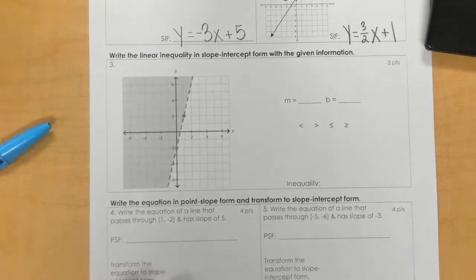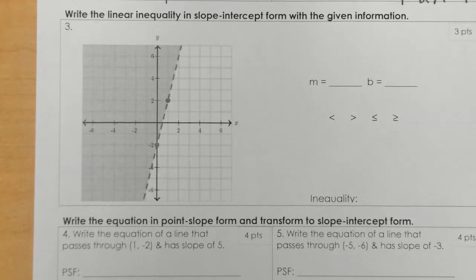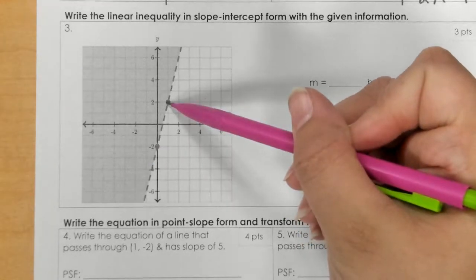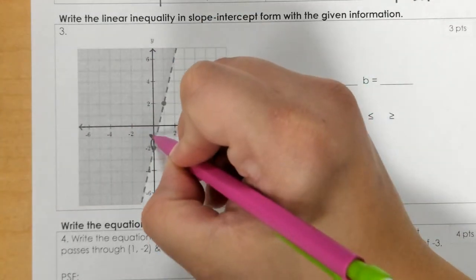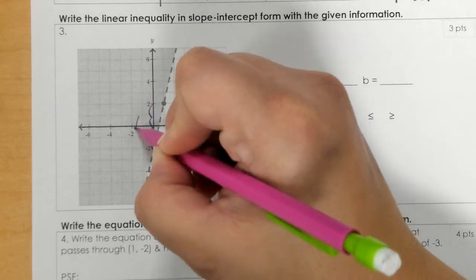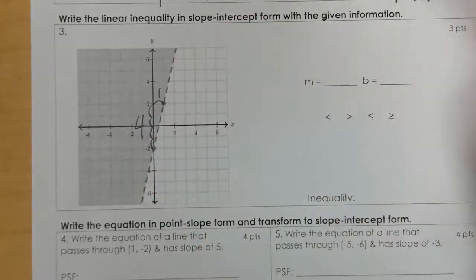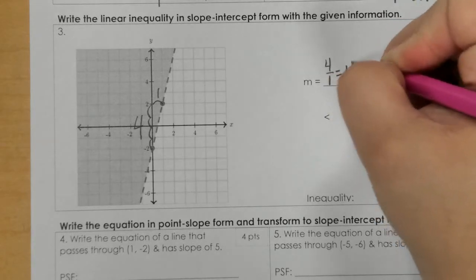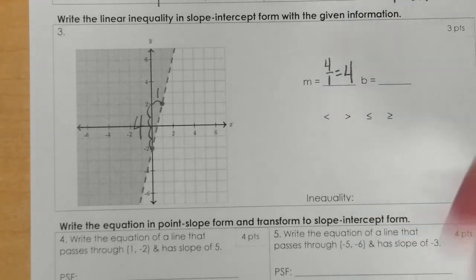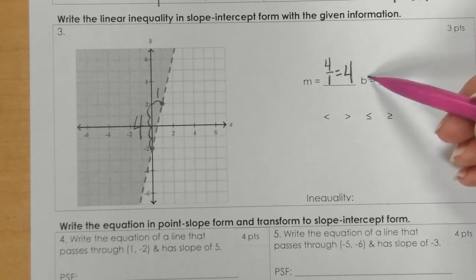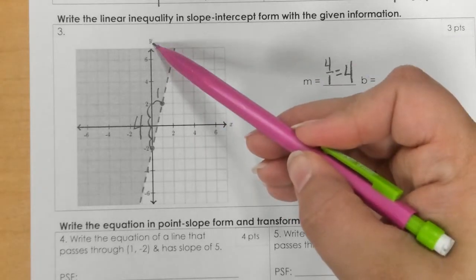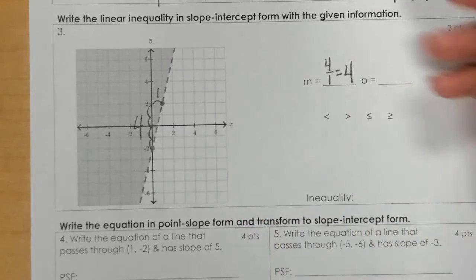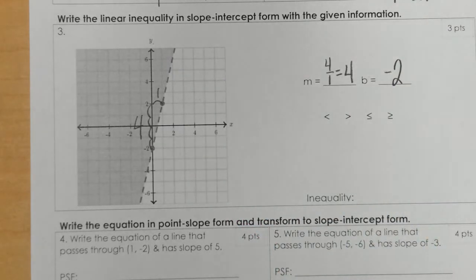So, first let's start with our slope. So from here to here, how much do we rise? So 1, 2, 3, 4, and then we run 1. So we know that our slope is 4 over 1. Also, that can reduce to 4. We should always reduce if we can. B. On the y-axis, where is the point? It's at -2. So that's my y-intercept, -2.